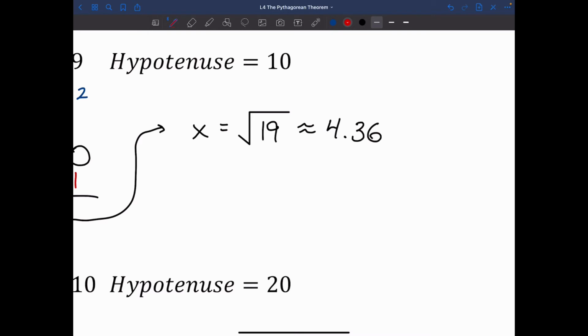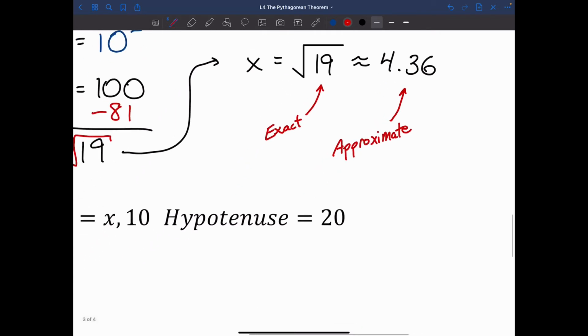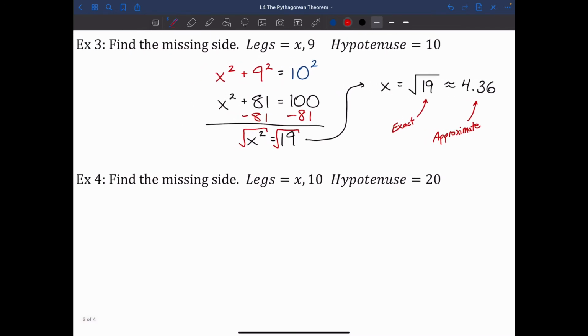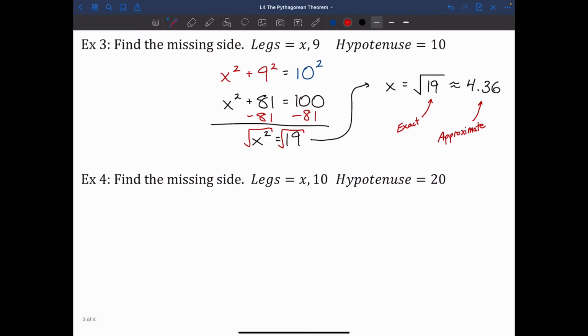So what we were just finishing up talking about is the fact that the square root of 19 is our exact answer, because it's exactly what it should be. And then 4.36 is our approximate answer. Nothing particularly right or wrong about either one of them. Square root of 19 is perfectly fine. But again, try and get in the habit of using 4.36 if you have a calculator handy. So what I want you to do is pause here, try out this next one for example 4. Let's see what it comes up as.